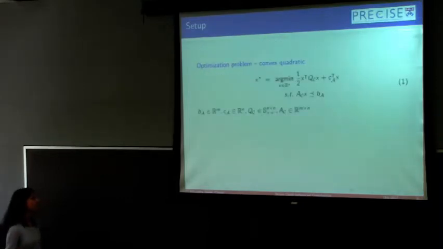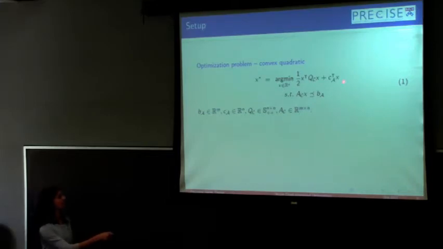OK, so as I mentioned, we're interested in a quadratic problem, more specifically a strictly convex one. And we also consider linear inequalities. And so these two vectors are private and belong to the agents. And these two matrices belong to the cloud.